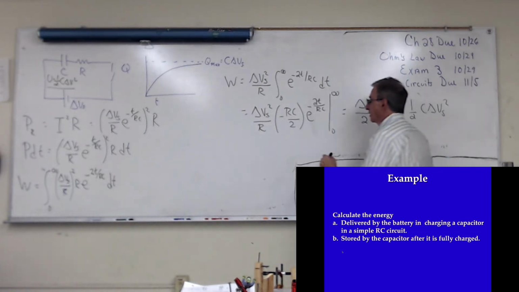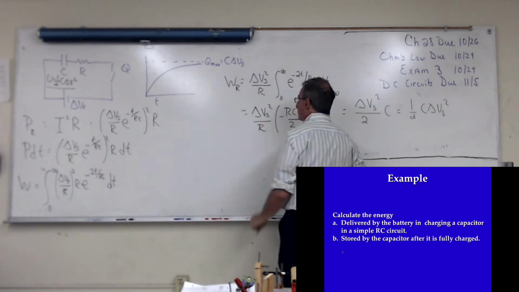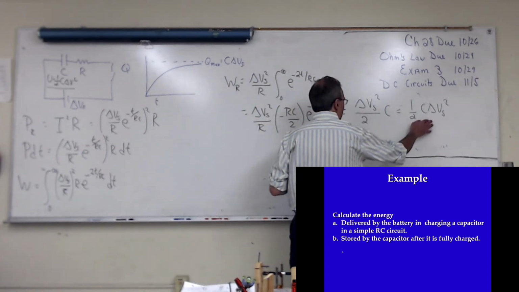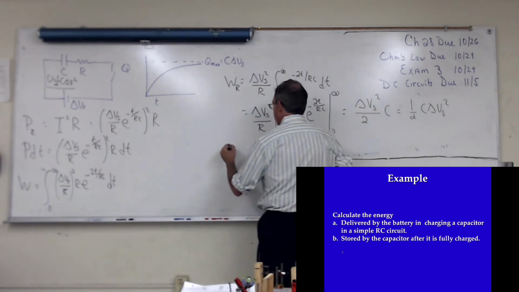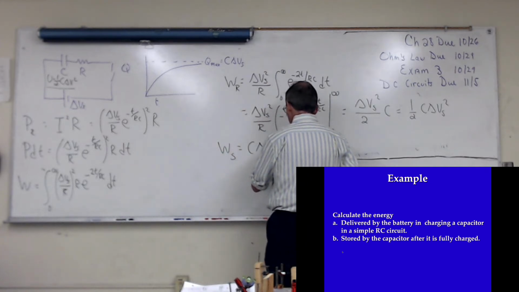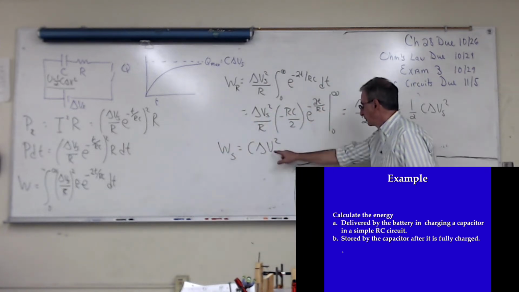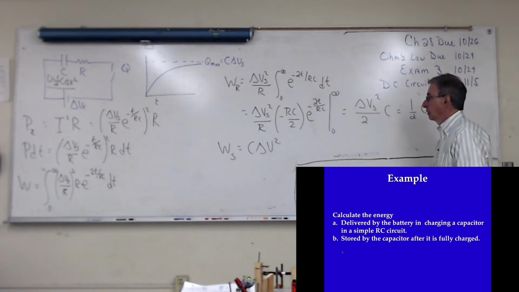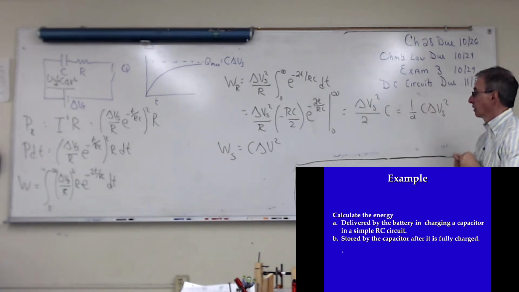So this is the total work done by the resistor, the energy lost, and then W to supply. And so the difference between the two is the energy stored by the capacitor.